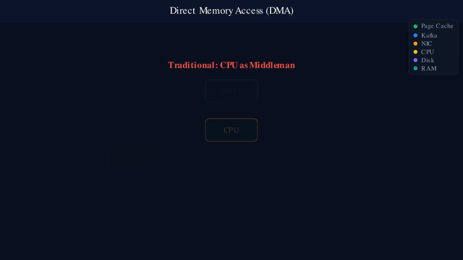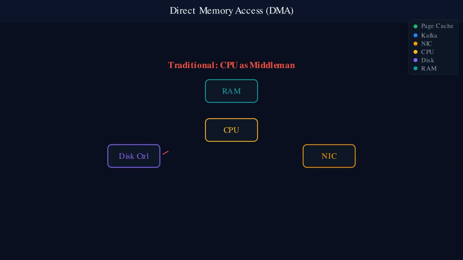To understand DMA, think about how data traditionally moves inside a computer. The CPU acts as a middleman. It reads data from one location and writes it to another, byte by byte. This keeps the CPU busy with simple data shuffling instead of doing useful computation. DMA changes this completely.